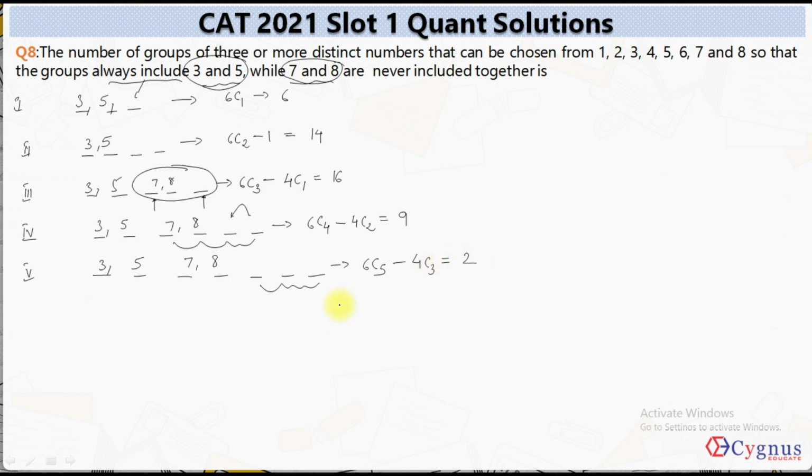So the answer would be the sum of these 5 cases, that is 6 plus 14 plus 16 plus 9 plus 2. How much? This is going to give you 30, 39, 41 and 6. The answer must be equal to how much? 47. This was a tough question. It was a lengthy one because I need to subtract all those cases when 7 and 8 both were included. Fine. Okay. Let's move on to the next one.